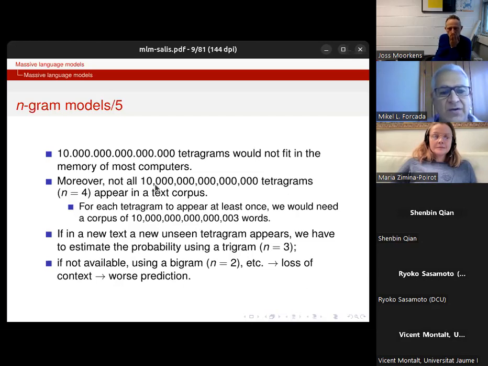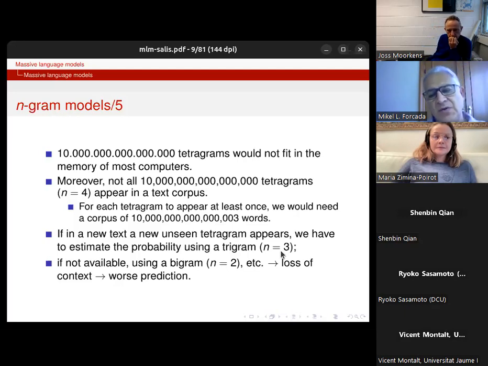So if you have a new text, and this text contains something you haven't seen before, then you have to fall back to estimating the probability with trigrams, n equals 3, and if not available, you go to n equals 2, and then so on.